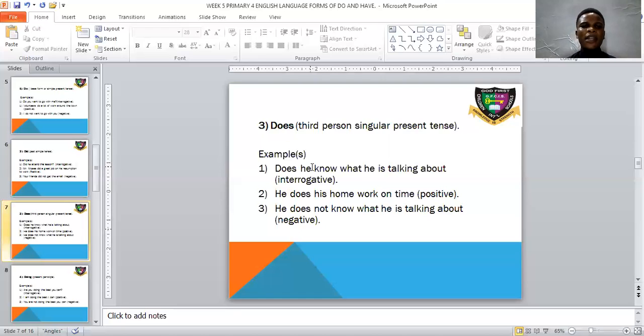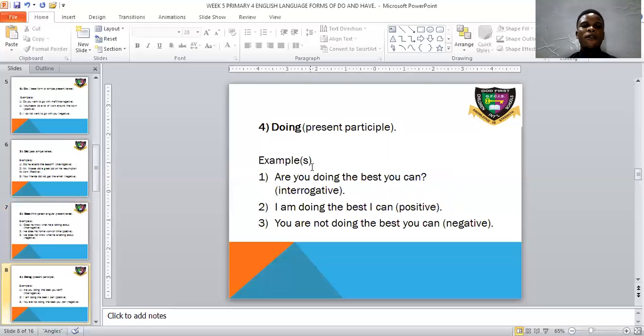Good. Now, let's move to the fourth form of do. The fourth form of do is doing. Do not forget that all these are still under the primary auxiliary verb do. Now, the fourth one is doing, which is the present participle. Is that taken in? Good.